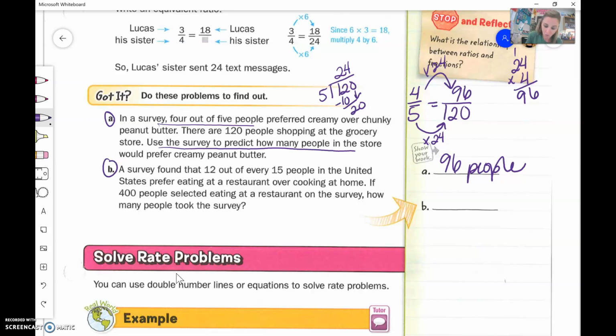A survey found 12 out of 15, whoops, I was erasing at that time. Okay, 12 out of 15 people in the United States prefer eating at a restaurant over cooking at home.